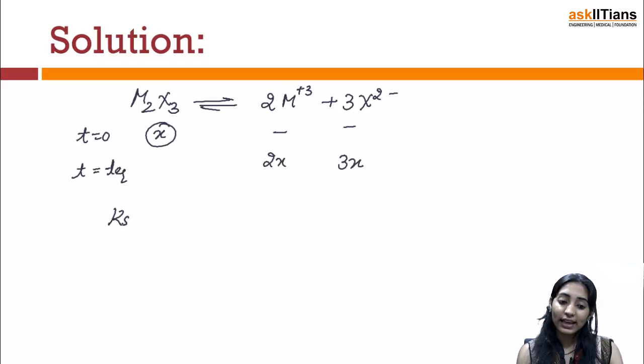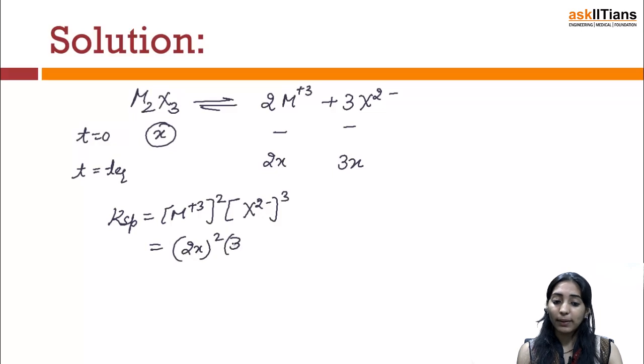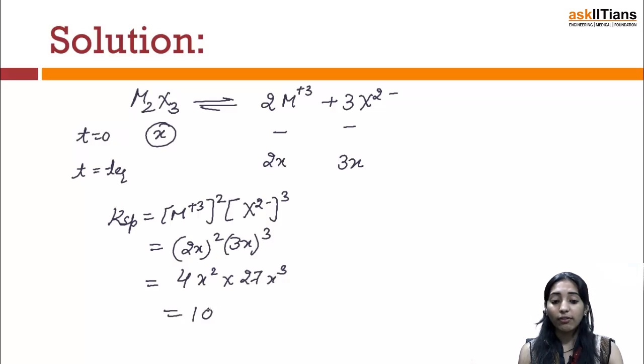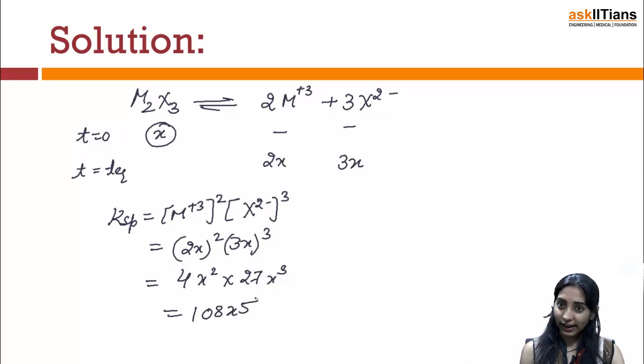So I can say the KSP value will be nothing but the concentration of M3 positive raised to the power 2 multiplied by the concentration of X2 minus raised to the power 3. This is nothing but 2x raised to the power 2 multiplied by 3x raised to the power 3. So this is 2 into 2, 4x square, and 3 into 3 is 9 and 3 is 27x cube. So the value comes out to be 108x raised to the power 5.